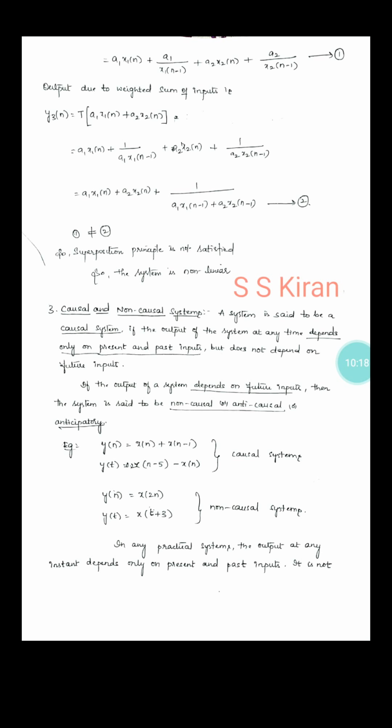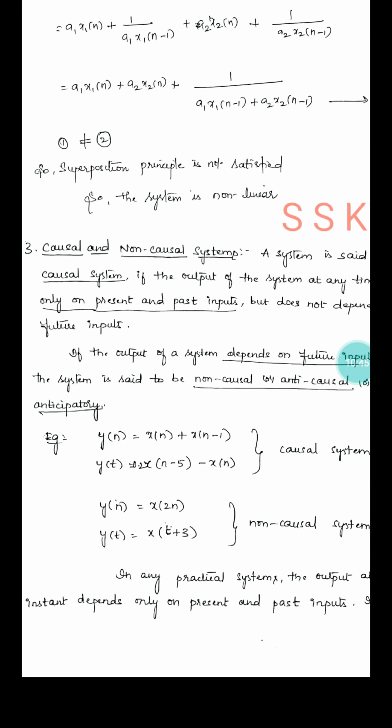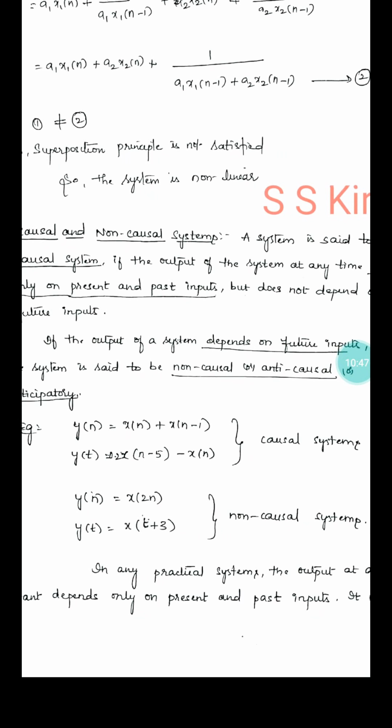In a non-causal system, the output depends on future inputs. Coming to causality, the output depends only on the present and past inputs, and coming to non-causality, it depends on the future inputs. I think you understand the variations, right? Those non-causal systems are also called anti-causal and anticipatory. Now we will see some examples of mathematical expressions, of causal systems and non-causal systems.